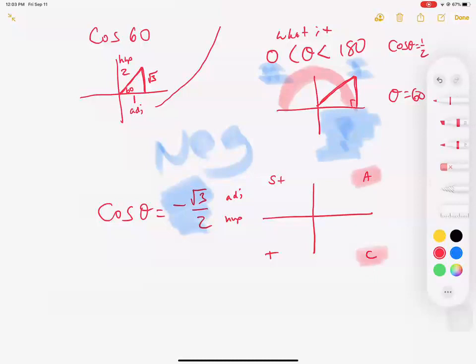Sine is positive, but cosine and tangent are both losers. Tangent is positive, but cosine and sine are both losers. Cosine is positive, but sine and tangent are both losers. Everyone else is a loser. So when is cosine negative? You see that it only happens in quadrants 2 and 3.